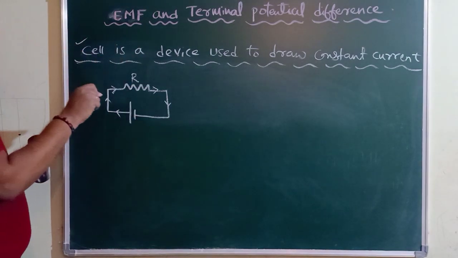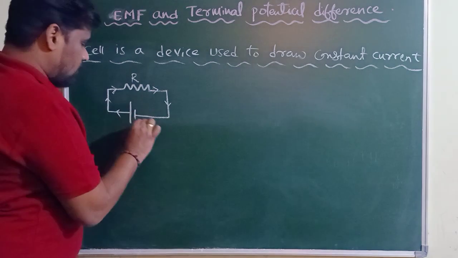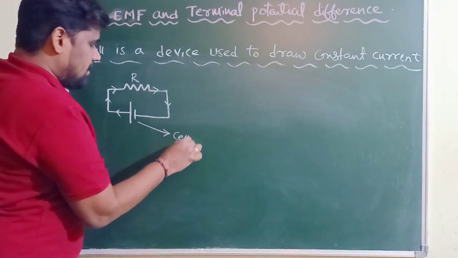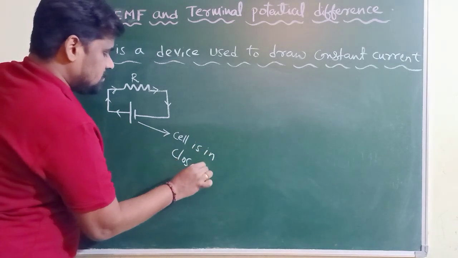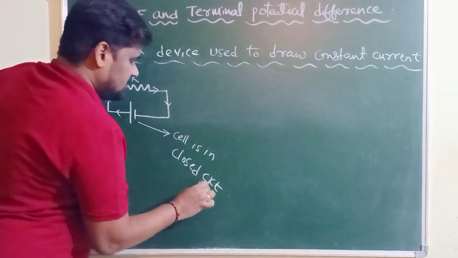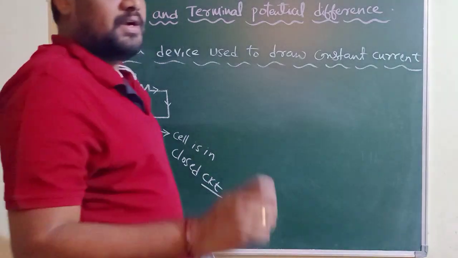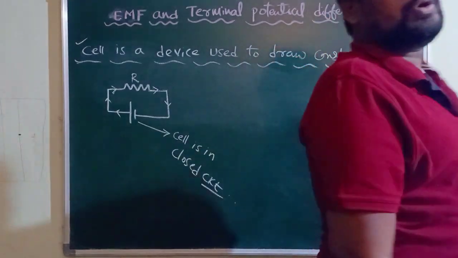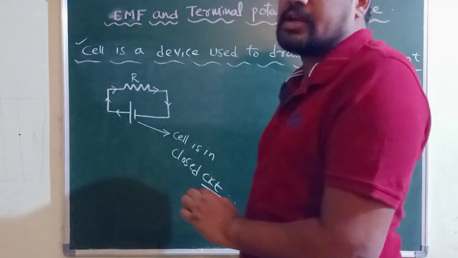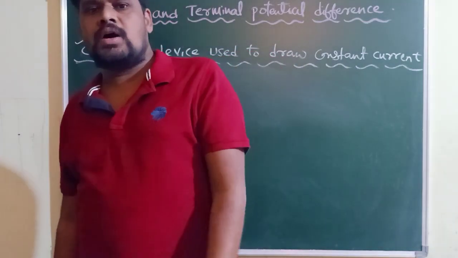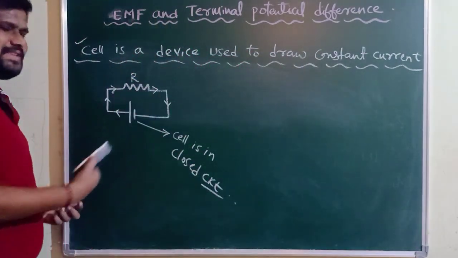Now I am using the term the cell is in closed circuit. Now what can I say, this cell is in which circuit? Closed circuit. This cell is in closed circuit. Try to understand, when is the cell said to be in closed circuit? Cell is said to be in closed circuit when you are drawing or taking the current from the cell.